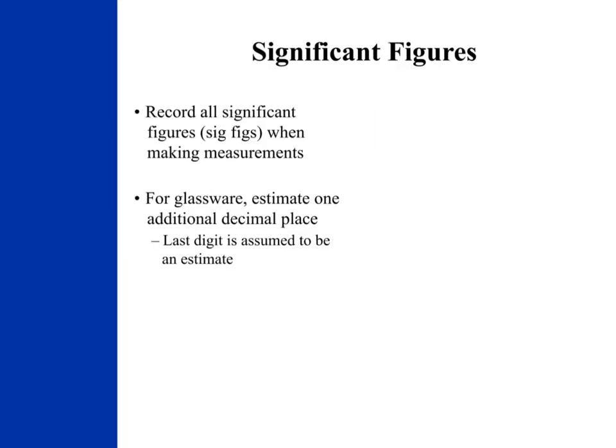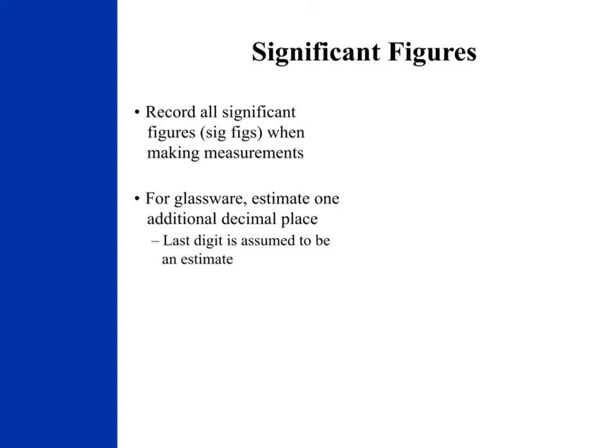We also need to worry about significant figures. You should always record all of the significant figures you have when making measurements. For example, when using the balance, if it has 4 decimal places for the mass, you should write down all of the decimal places, even if you think you're probably going to be rounding to one significant figure. Again, it's better to have too much information than not enough information.